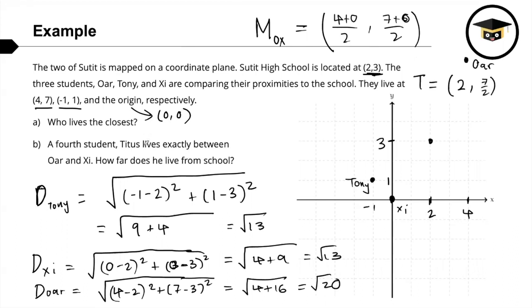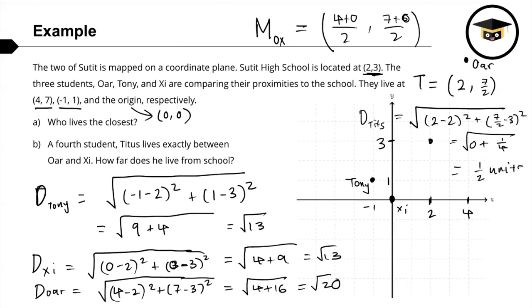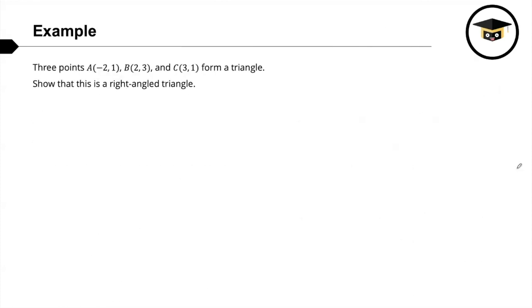And finally, we need to actually figure out how far he lives from the school. So once again, we just use our distance formula. So distance of Titus is equal to square root of 2 minus 2 all squared plus 7 over 2 minus 3 all squared, which is equal to 0 plus a quarter, because 3.5 minus 3 is a half, and that squared is just 1 on 4, and that's just equal to half units. So therefore, we can conclude that Titus actually lives the closest to the school, and he lives just half a unit away.